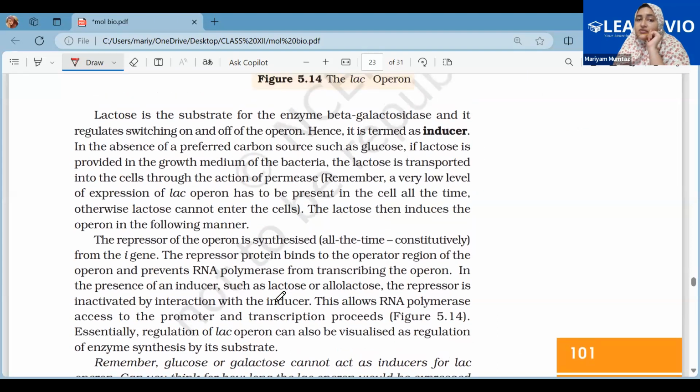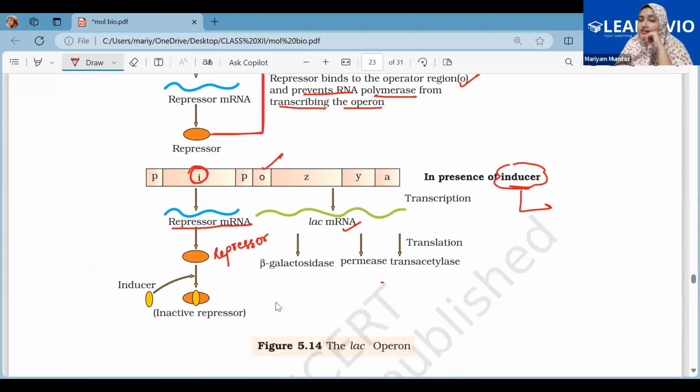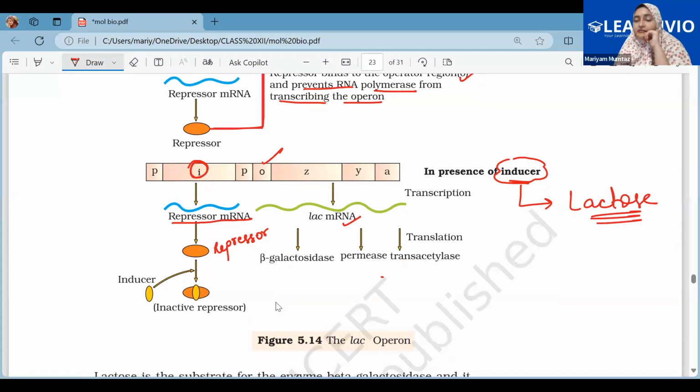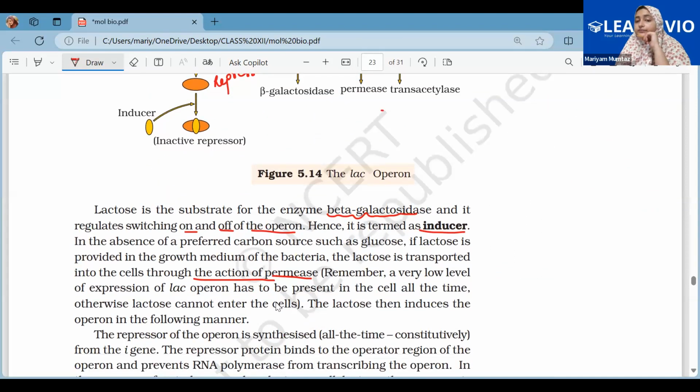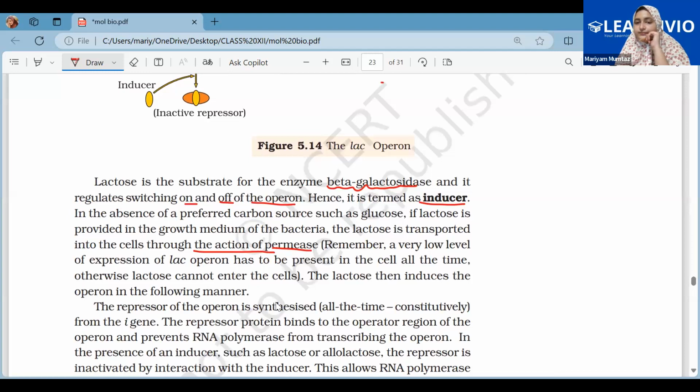Now, lactose is the substrate for the enzyme beta galactosidase, and it regulates switching on and off of the operon. Hence, it is termed the inducer, meaning whenever lactose is provided to the bacteria, it will be transported in by the action of permease, right? And then it will induce the following, meaning this inducer that we are talking about is the lactose molecule. Clear, students? Whenever the preferred source, that is glucose, is not there, then lactose will be working.